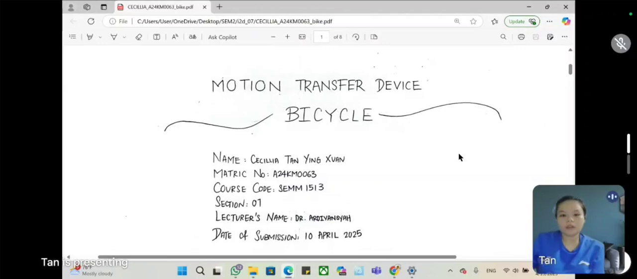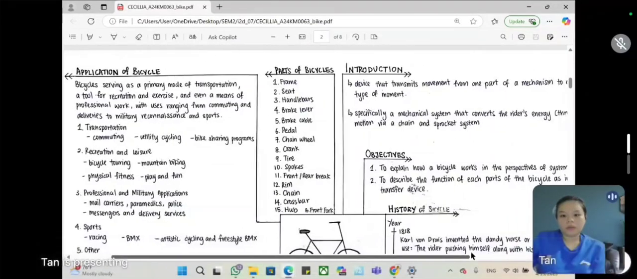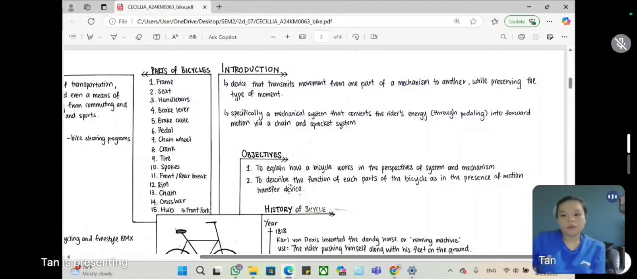The device I picked is bicycle. So moving on to the introduction. A motion transfer device is a device that transmits movement from one part of a mechanism to another while preserving the type of movement. So bicycle specifically is a mechanical system that converts the rider's energy into forward motion via a chain and sprocket system.